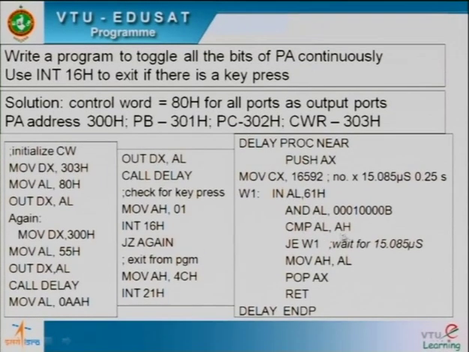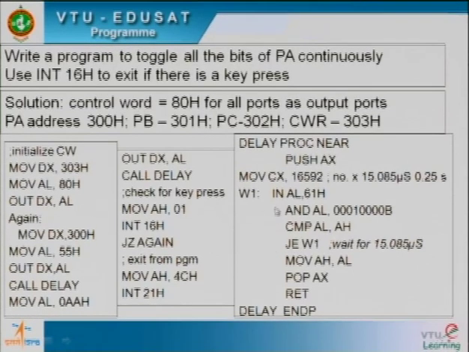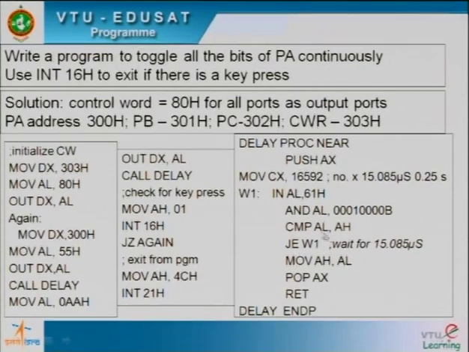Now compare AL with AH. Initially AH can be any value. So when we compare it, there are chances that they are not equal. If they are equal, you have to go to W1. If they are not equal, what do we do? Whatever the status of this AL is, move it to AH, then pop AX and return. Else, what do we do?